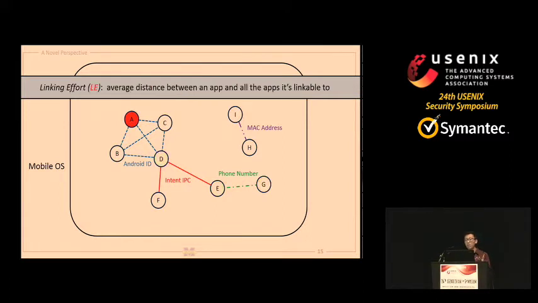Based on this, we have the linking effort definition. It is the average distance between an app and all the apps it's linkable to. For app A, there are 3 apps with distance 0, 2 apps with distance 1, and 1 app with distance 2. Therefore, the linking effort of it is 4/6. And the larger the linking effort is, the harder it is for an adversary to aggregate information. The previous 2 definitions are defined for one single app. If we calculate this number for every app in this graph and average them together, then we have the global linking ratio and the global linking effort.